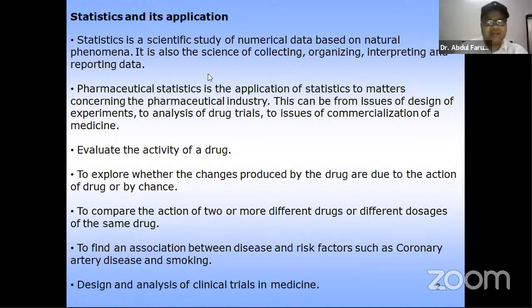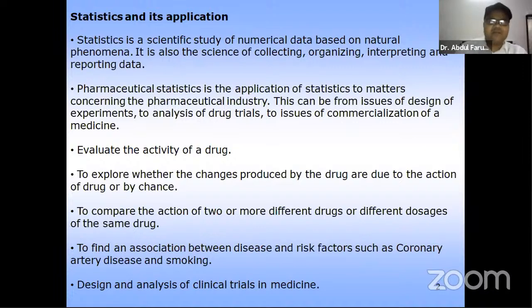We'll discuss some basic concepts and ideas regarding the terms used in statistics, as far as the applications of statistics are concerned. Statistics is a scientific study of numerical data based on natural phenomena. It is also the science of collecting, organizing, interpreting, and reporting data.